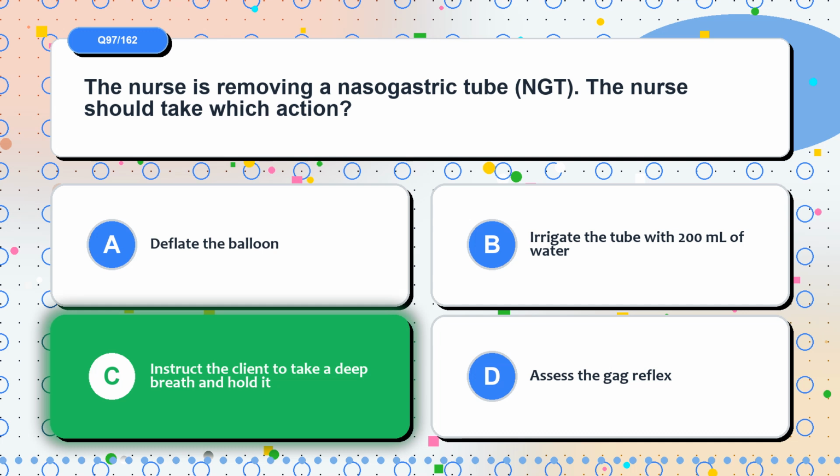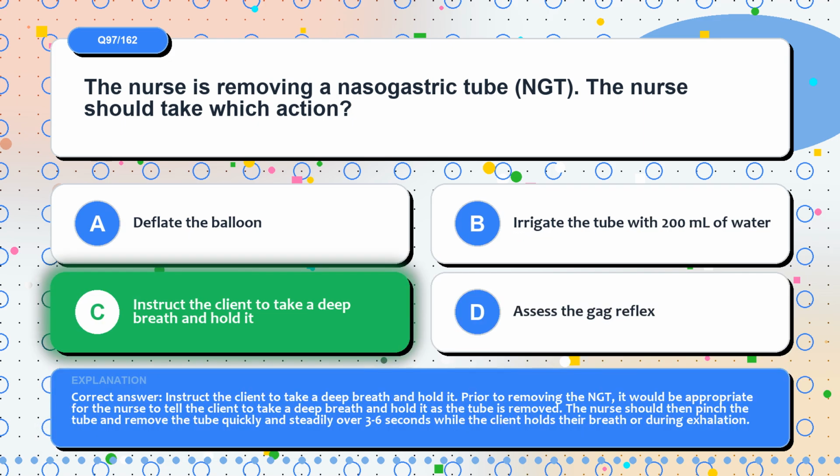The correct answer is option C. Instruct the client to take a deep breath and hold it. Prior to removing the NGT, it would be appropriate for the nurse to tell the client to take a deep breath and hold it as the tube is removed. The nurse should then pinch the tube and remove the tube quickly and steadily over 3-6 seconds while the client holds their breath or during exhalation.